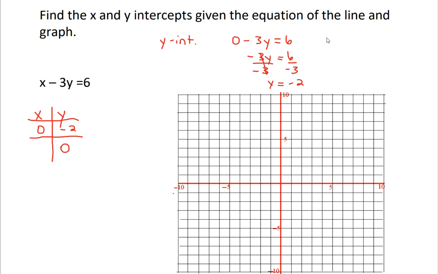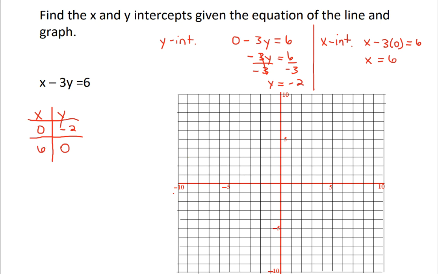Okay, so now let's find the X-intercept. So to find the X-intercept, I'll plug in 0 for Y. If I plug in 0 for Y, I have X minus 3 times 0 equals 6. Well, 0 times anything is 0. So that would just be X minus 0. So that just goes away. So X equals 6.